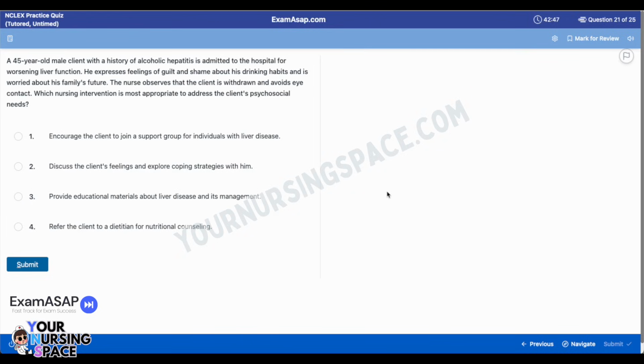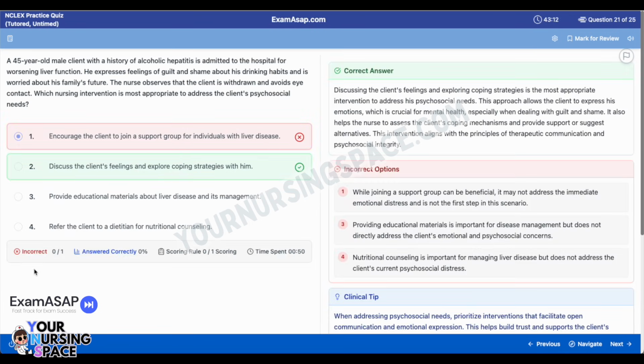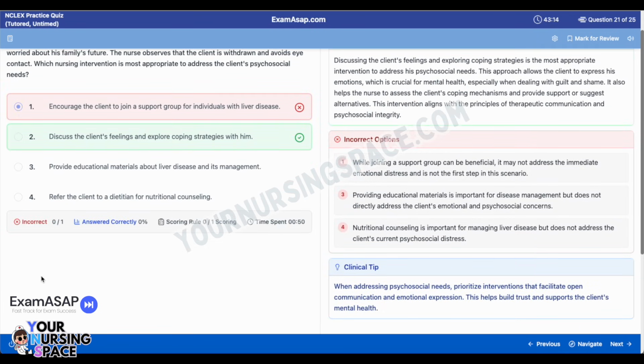Here are the options. Option 1. Encourage the client to join a support group for individuals with liver disease. Option 2. Discuss the client's feelings and explore coping strategies with him. Option 3. Provide educational materials about liver disease and its management. Option 4. Refer the client to a dietitian for nutritional counseling. The correct answer is B.